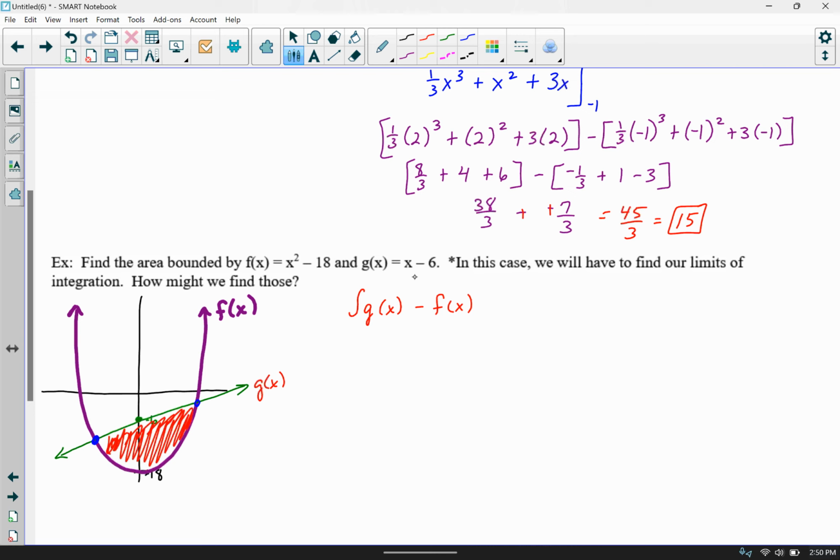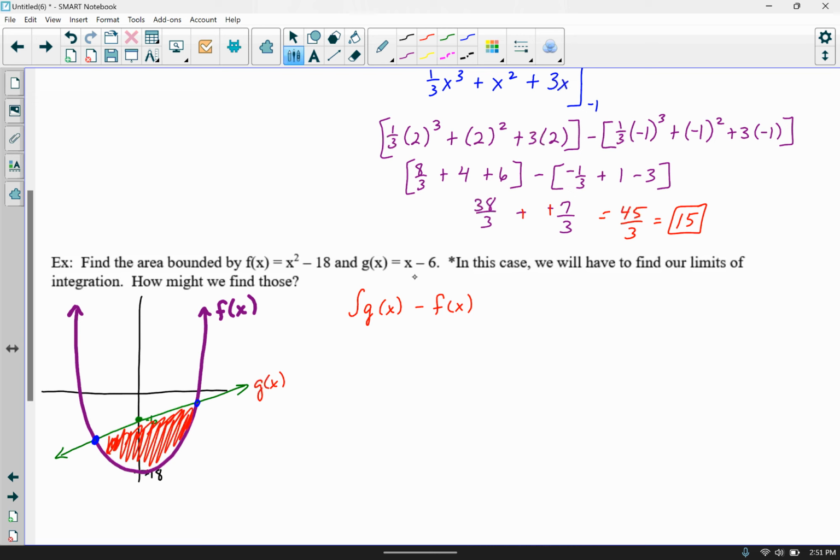So it's x squared minus 18 in y1, and y2 I'll have x minus 6. I'll hit zoom 6 to get my graph. And if you want to be able to see the full graph, you can change your window, change your y min down, maybe go -20. Then that way you'll for sure be able to see the full graph.